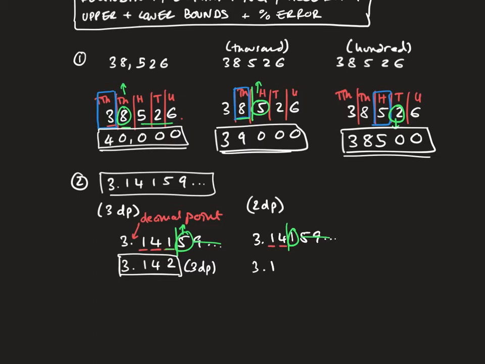Now we can see, because this is a 1 here, it rounds down, it basically is below 5. So this keeps it as 4. So that is 3.14 to 2 decimal places.